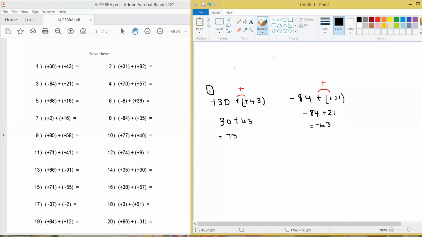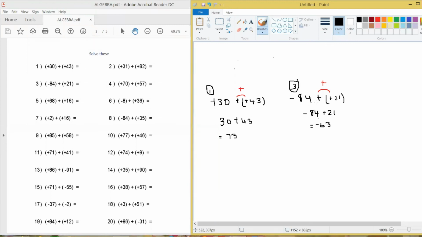So you're not really getting rid of it. It's like you're trying your utmost best to work with one sign. So positive by positive gives us a positive. So that is how I get 30 plus 43. 30 plus 43 gives us 73 as the answer. So this here is number 1. I now went on to explain number 3.